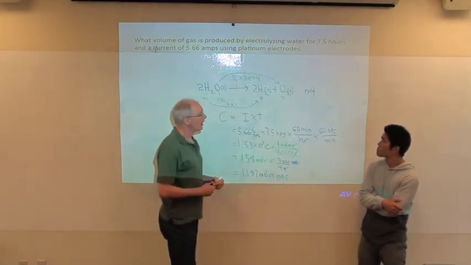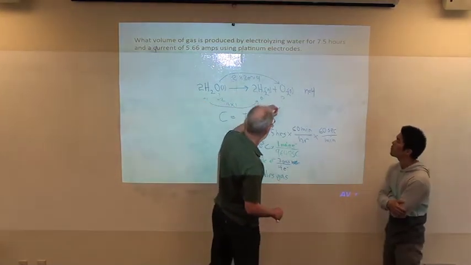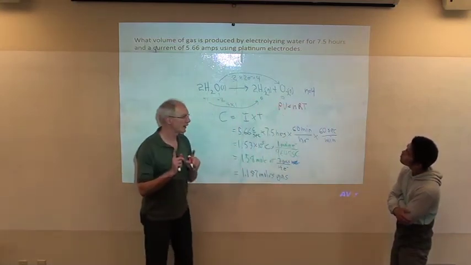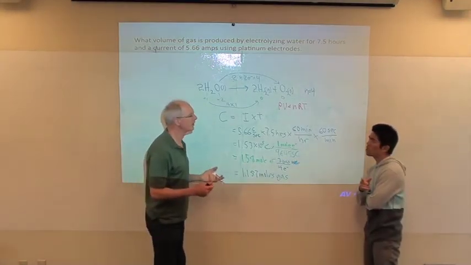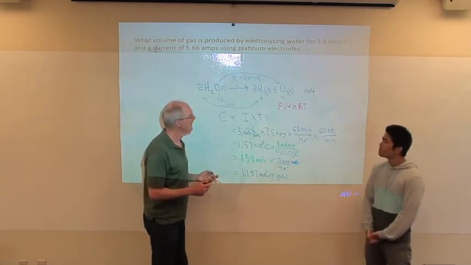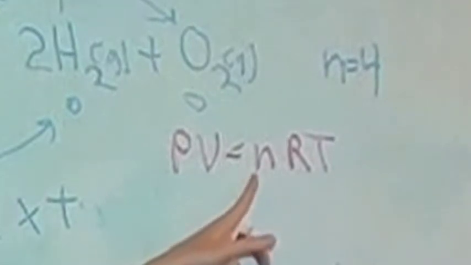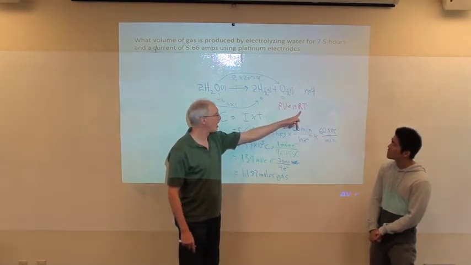So the last step is just inserting this into the ideal gas law, PV equals nRT. And we know n. Well, here's where it gets tricky. We don't have enough variables in chemistry, so we use the same variables for a whole bunch of stuff. I've written up here n equals 4, but that's not that n. That is the number of electrons transferred in the reaction. What does n stand for in the ideal gas law? The number of moles of gas, and that's what we calculated down here.